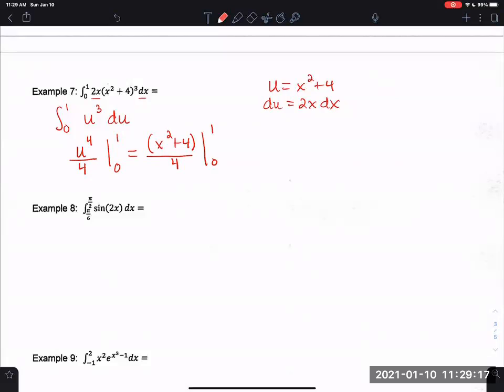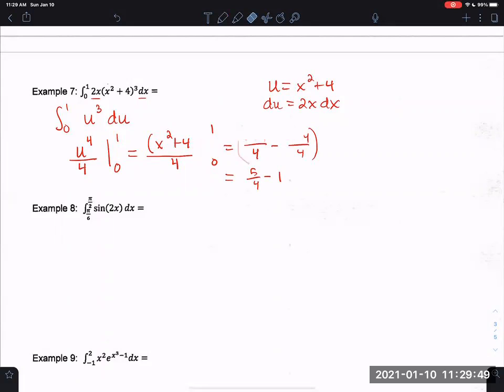Before I start doing anything with it. All right, so that's 1 squared plus 4 over 4 minus 0 squared plus 4 over 4. So that would be 5/4 minus 4/4, which is 1. Oh, look what I did. My apologies. I'm glad I caught it before I got to the very end of the problem.